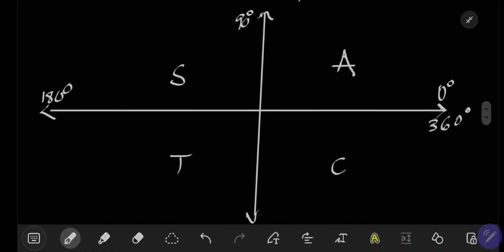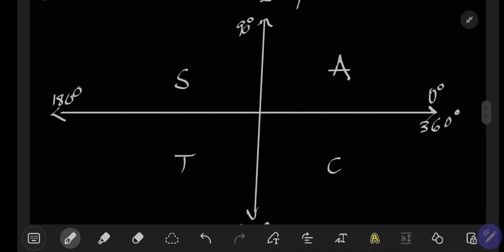How do we explain this? In the first quadrant, where you see the capital letter A, it means that all the trigonometric ratios are positive here. So sine is positive in this quadrant, cos is positive, and tangent is also positive, for as long as the angle is between 0 and 90 degrees. Then all our trigonometric ratios are positive.